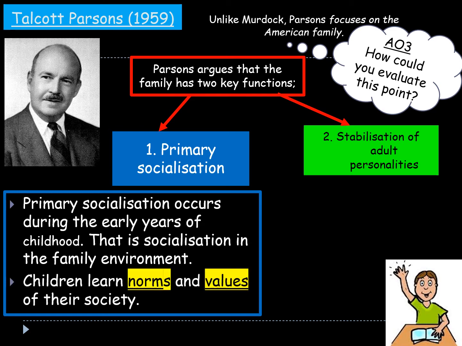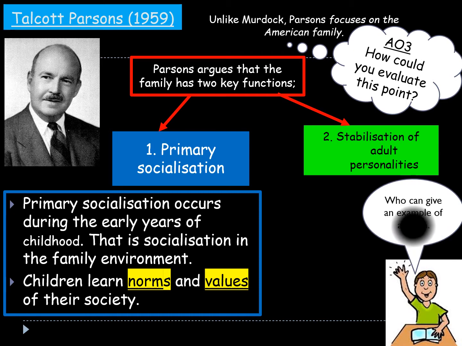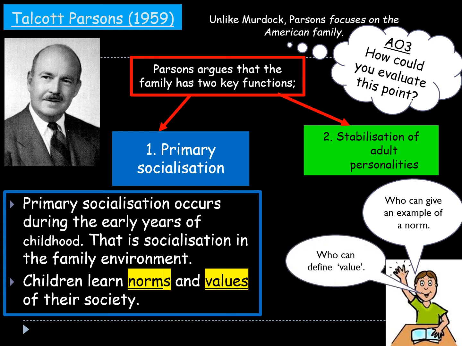Again, it's the same, learning those norms and values. He secondly says that we learn the stabilisation of adult personalities through the family as well. So we're going to look at that on the next slide. So just a recap of norm. A norm is what is considered normal and acceptable behaviour in society, and values are the things that we deem are important as a society.